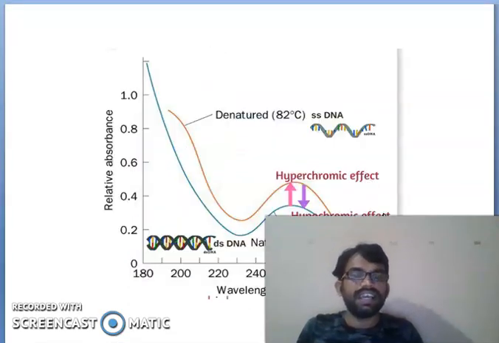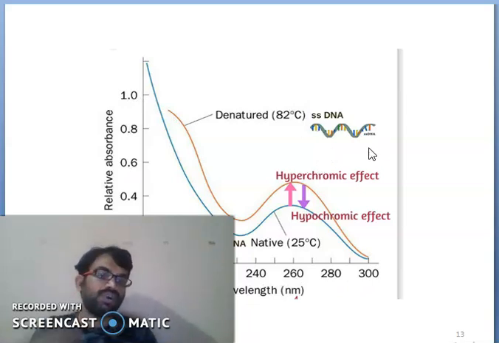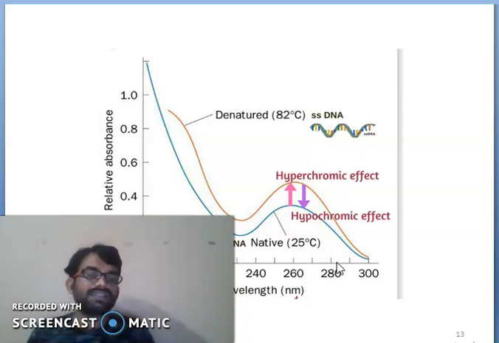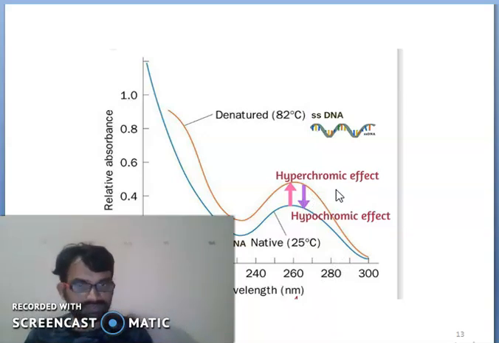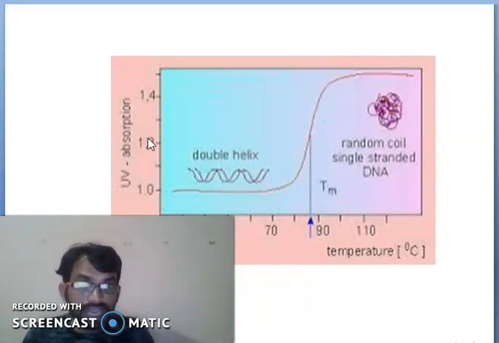Now you can see here, when you record the spectra of UV absorption spectroscopy, you find various wavelengths and the relative absorbance, with denaturing at 82 degrees Celsius into single stranded DNA. So single stranded DNA moves through the hypochromic shift and hyperchromic shift. Okay, then you can see here the UV absorption.